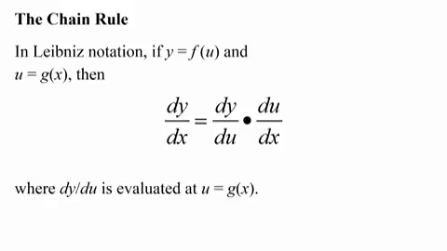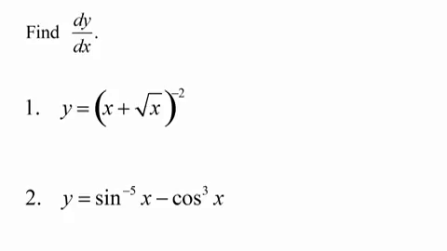Let's try some examples. For the following, find dy/dx. Number 1, y is equal to the quantity x plus root x, all to the negative 2 power. Number 2, y equals sine x to the negative 5 minus cosine x cubed.